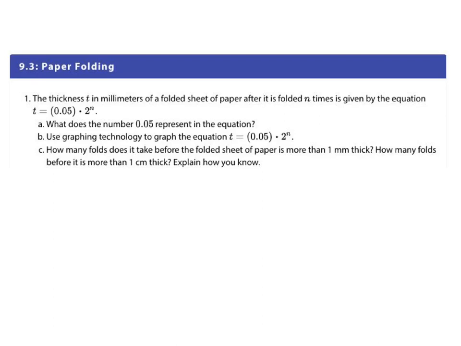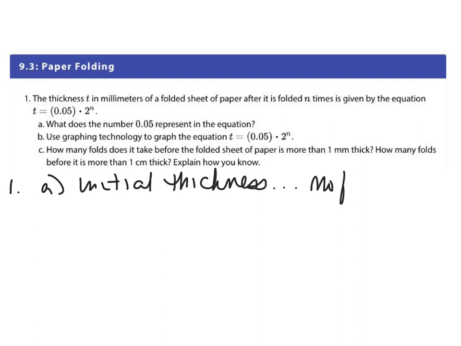Paper folding. We should try this in class sometime. Do you guys agree? The thickness T in millimeters of a folded sheet of paper after it's folded n times is given by the equation T equals 0.05 times 2 to the n. What does the 0.05 represent? That would be my initial thickness. And I would believe that would mean with no folding, right? Our initial thickness. You could say that's how thick the sheet of paper is.